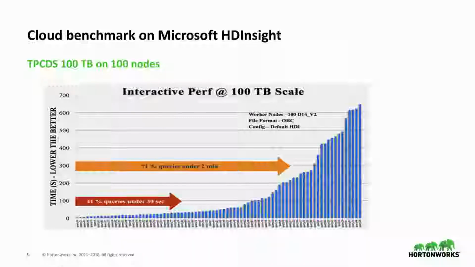So these are the query latencies. As you can see, 70% of the queries ran under 2 minutes, 40% actually ran under 30 seconds. And this was done on 100 nodes with the 100 TB scale, which is a massive scale that I'm aware of that has been attempted on the cloud so far.